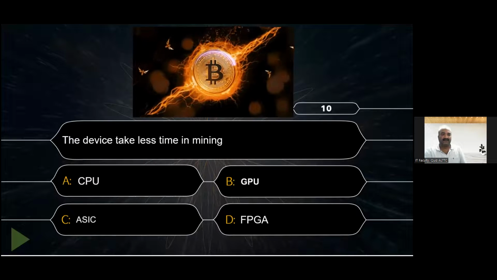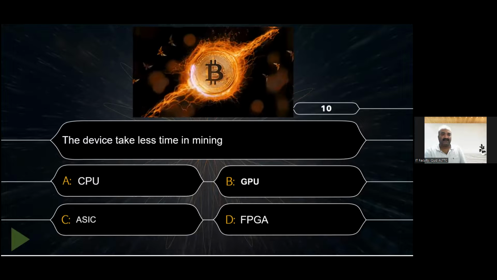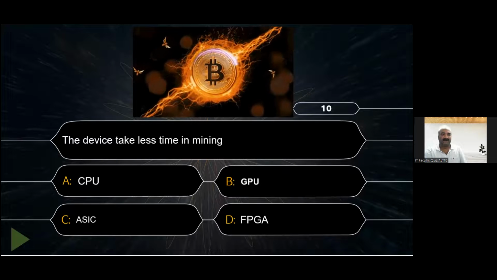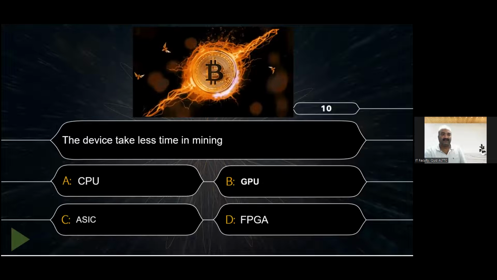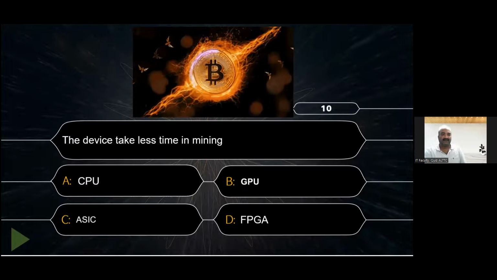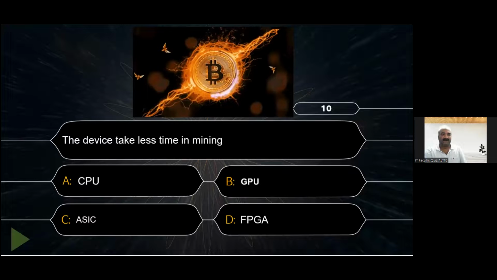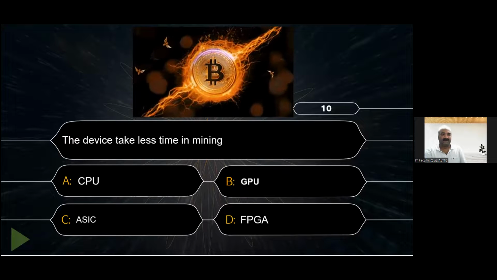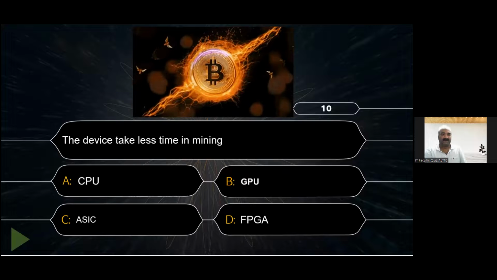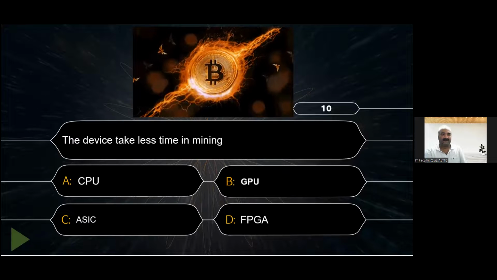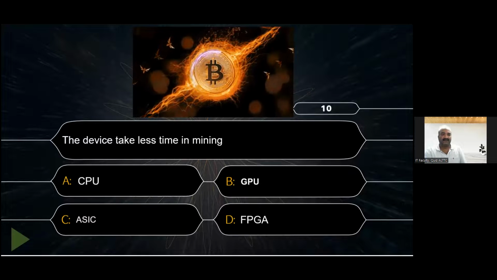Now moving on to the next question. Which device takes less time in mining? The options are A, B, C, or D. Which device takes less time in mining?